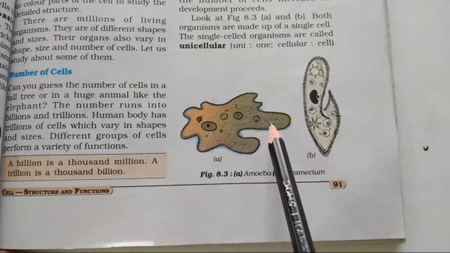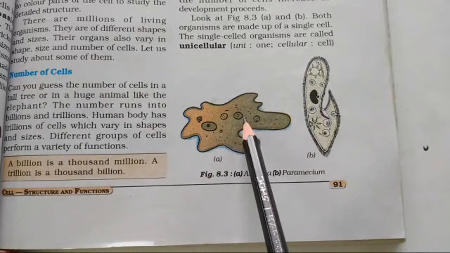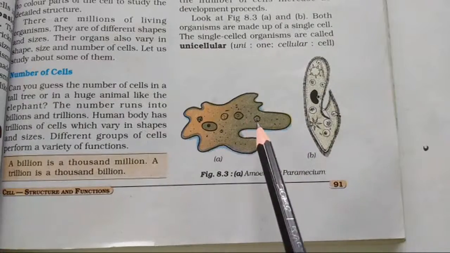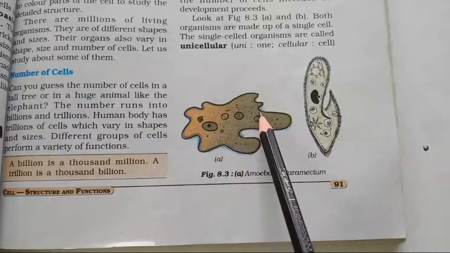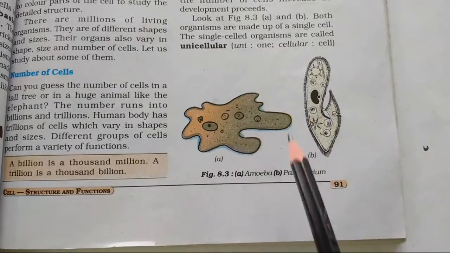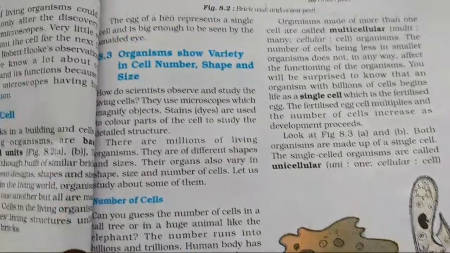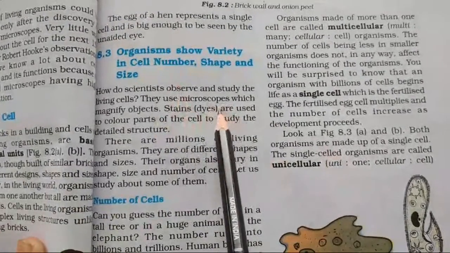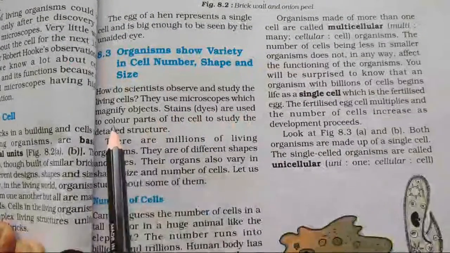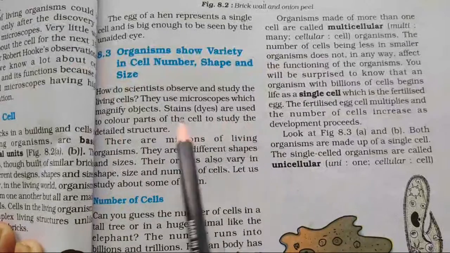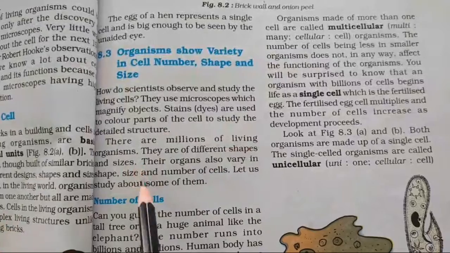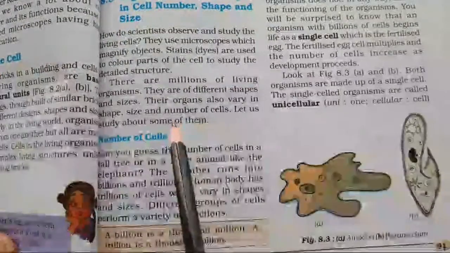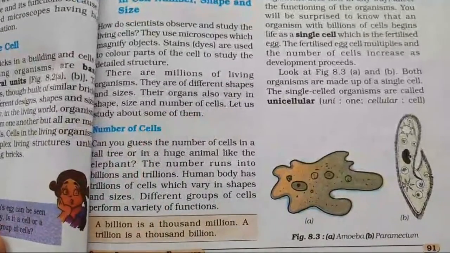If you want to see them, then you have to give color to them. Therefore you add a dye or a color to it. The color will stick to the body of the amoeba and the paramecium, and they will have color in them. So they use microscopes, and stains are used to color parts of the cell to study the structure. There are millions of living organisms, and they are of different shapes and sizes. Their organs also vary in shape, size, and cells.